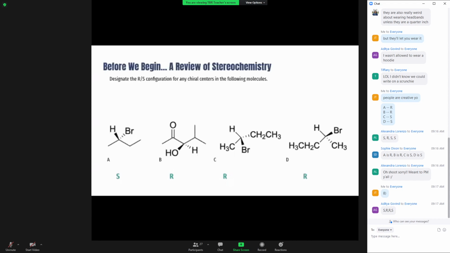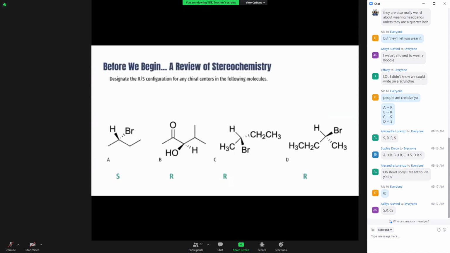And when there's a tie, you will establish priority by proceeding to the next atoms along the chain until you see a difference observed. And multiple bonds are treated as if each bond of the multiple bond is bonded to a unique atom. So let's say you have a carbonyl carbon, that's treated as if you have a carbon bonded to two oxygens.